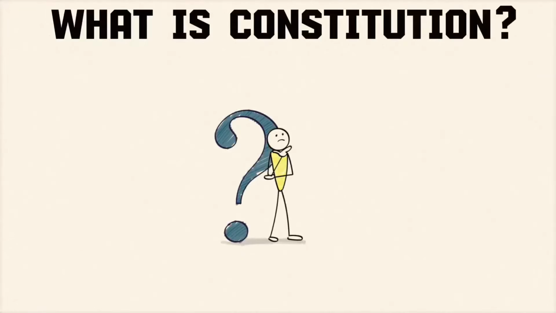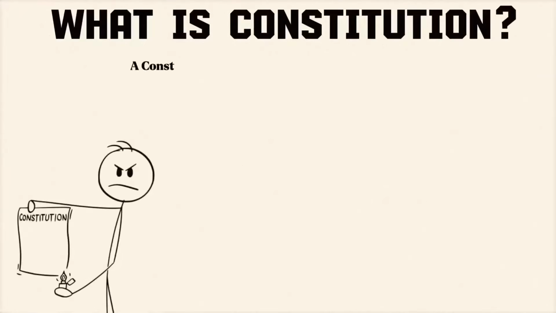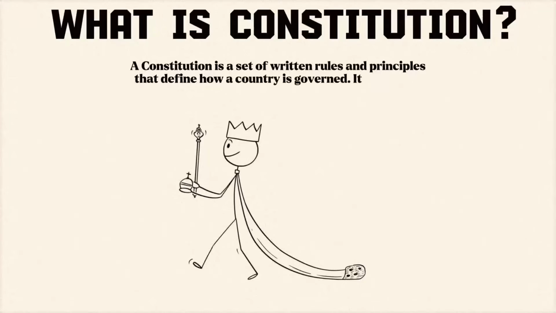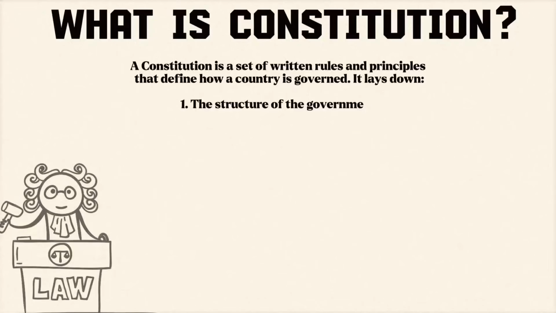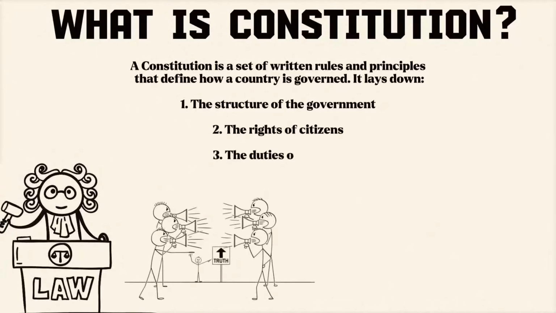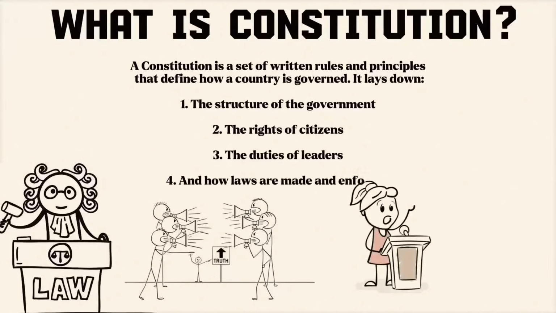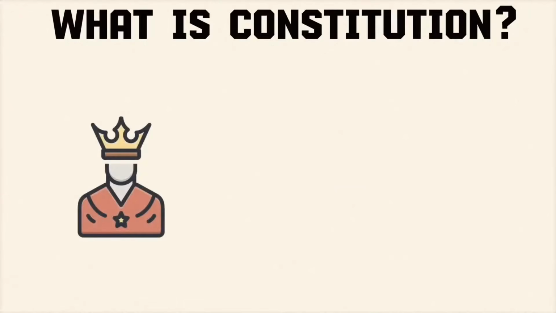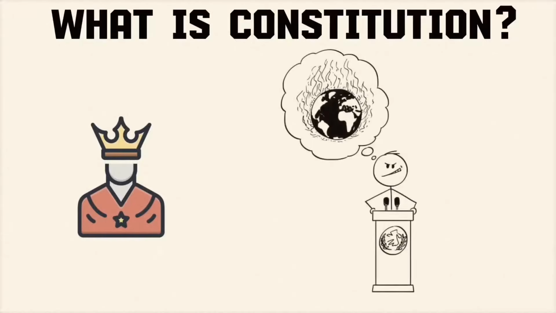What is a constitution? A constitution is a set of written rules and principles that define how a country is governed. It lays down the structure of the government, the rights of citizens, the duties of leaders, and how laws are made and enforced. It is the supreme law of the land. No one, not even the Prime Minister or President, can go against it.